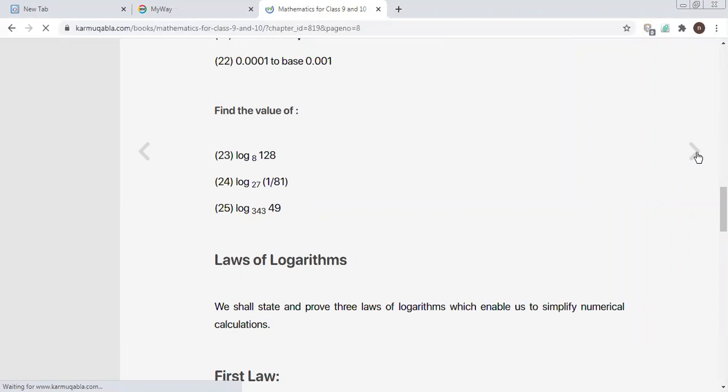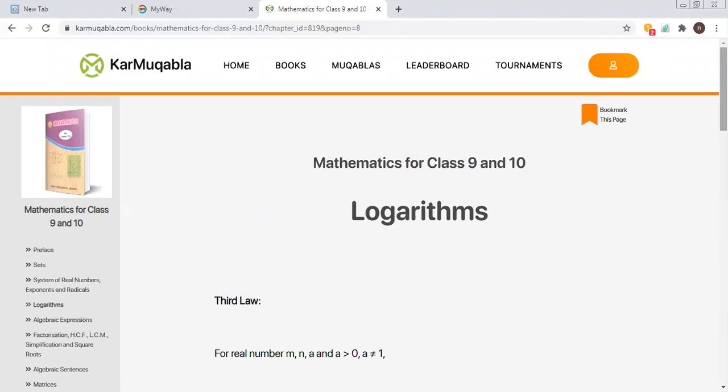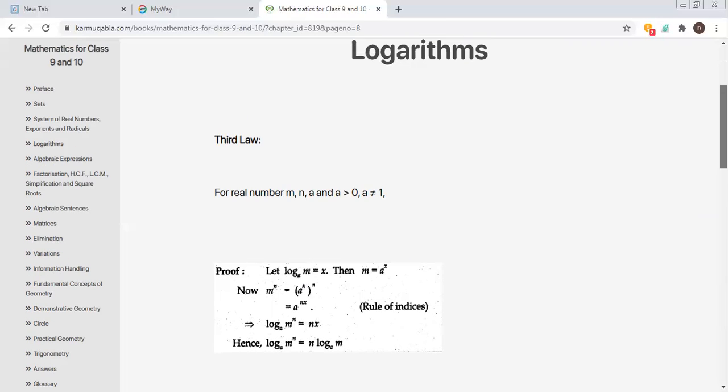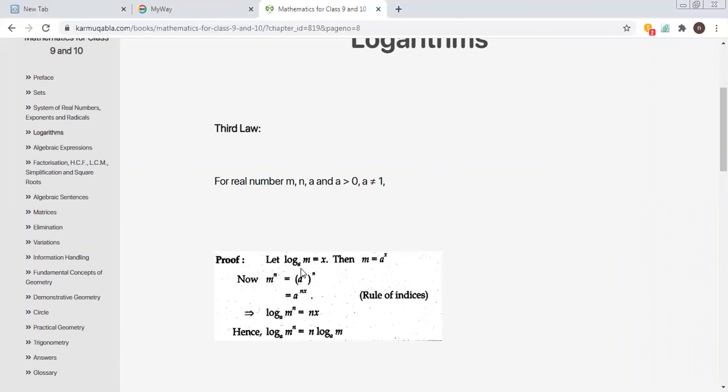Then we have the third law. Log a of m to the power n: if the number has any power, then it will be written before the log. If we have a power on a number, this is the rule in maths: before the logarithm, that power is written, just like this as you can see.